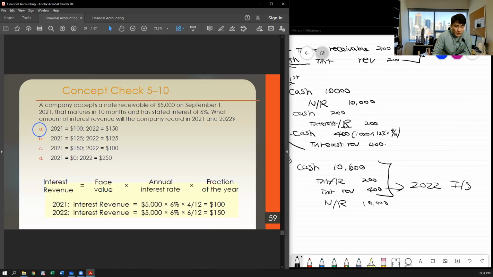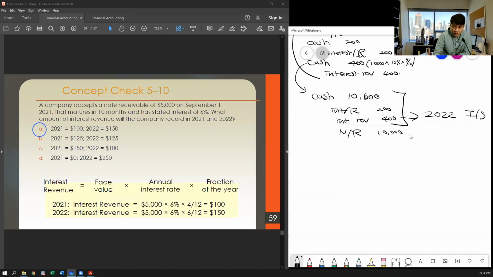Okay, concept check. The company accepts a notes receivable of $5,000 on September 1st, 2021 that matures in 10 months and has stated interest of 6%. What amount of interest revenue will the company record in 2021 and 2022?